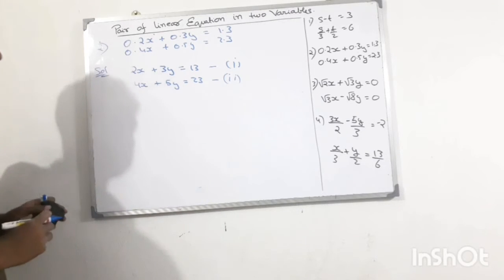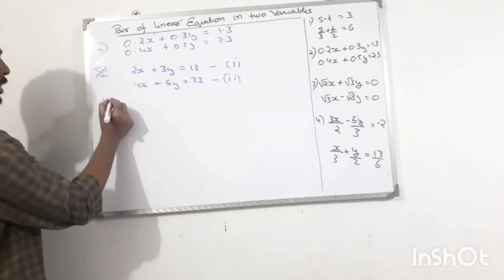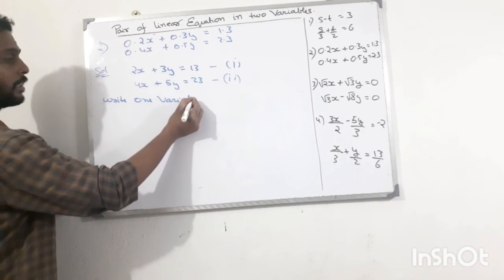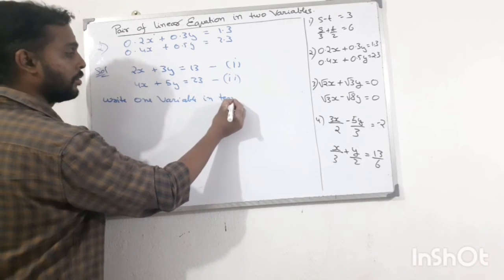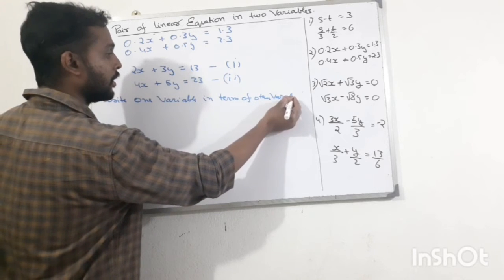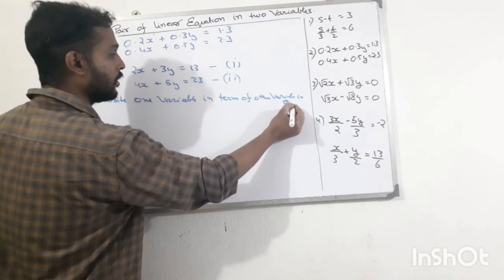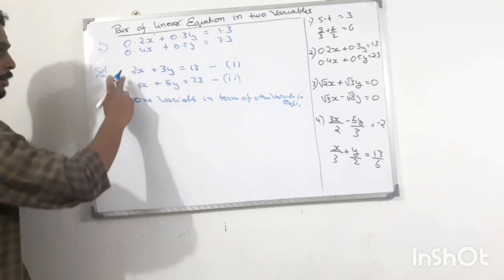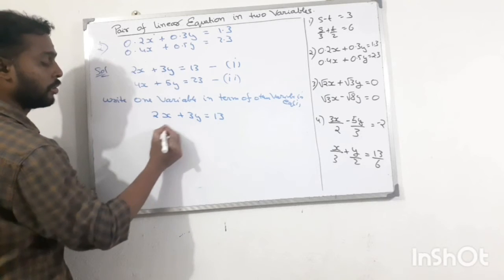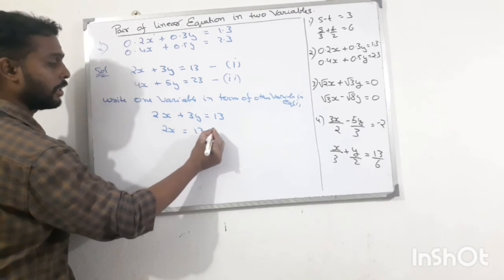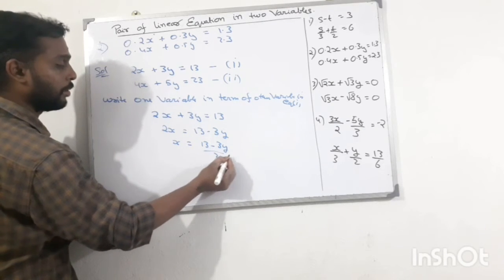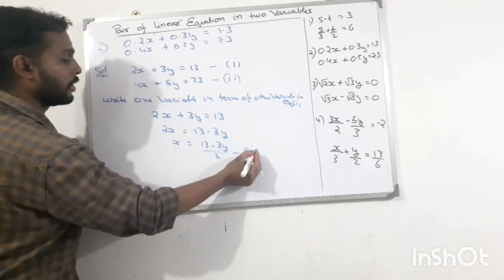So how can we solve this equation? First we have to write one variable in terms of the other variable in equation 1. So what is our equation 1? 2x plus 3y is equal to 13. So 2x is equal to 13 minus 3y. So x is equal to 13 minus 3y divided by 2. It is our equation 3.